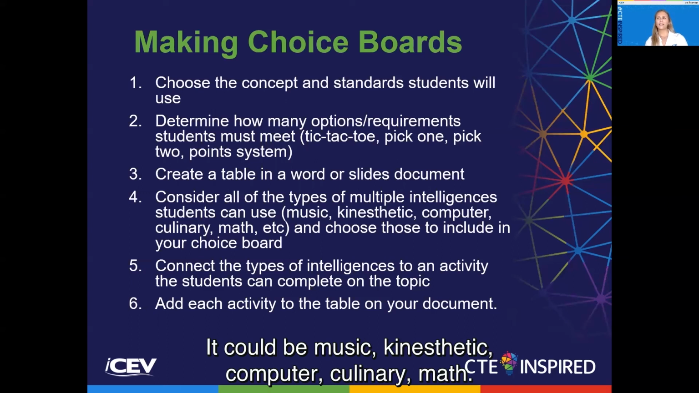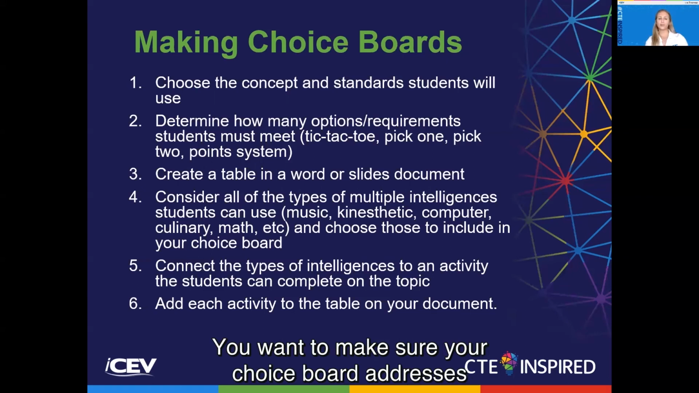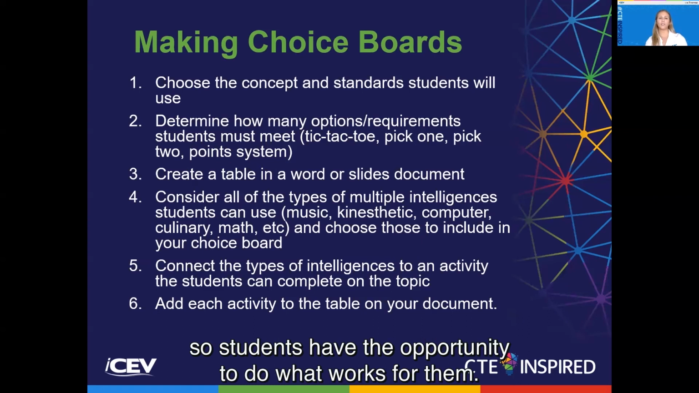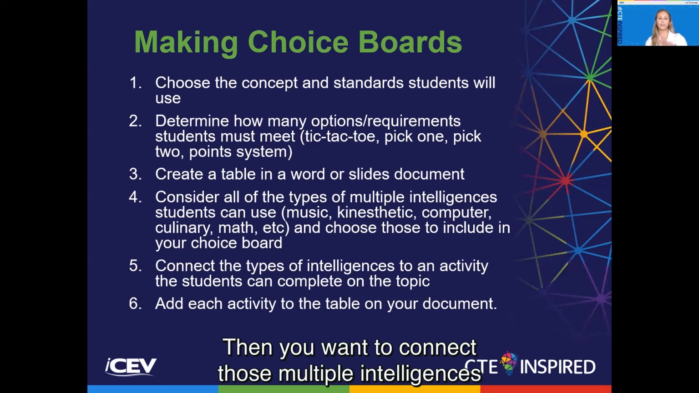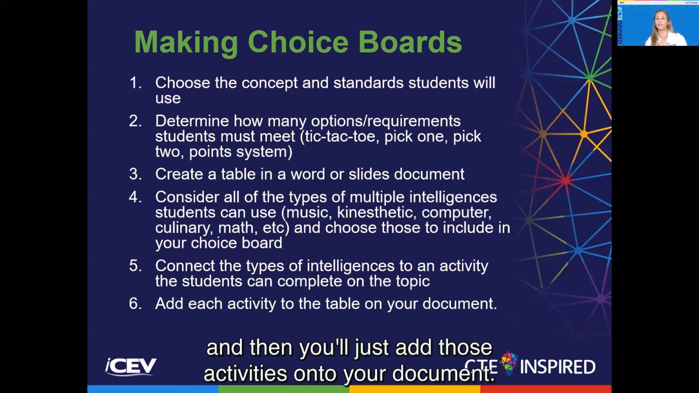It could be music, kinesthetic, computer, culinary, math. Maybe they're really good at writing. You want to make sure your choice board addresses all of those multiple intelligences so students have the opportunity to do what works for them. Then you want to connect those multiple intelligences to activities that connect to the concept and the standards. And then you'll just add those activities onto your document.